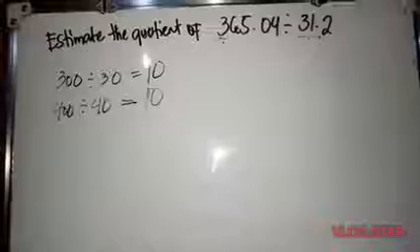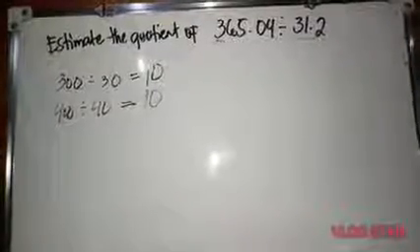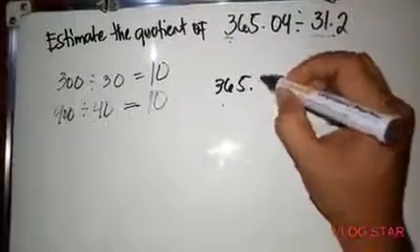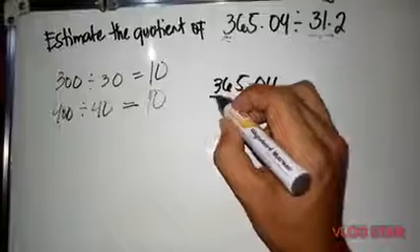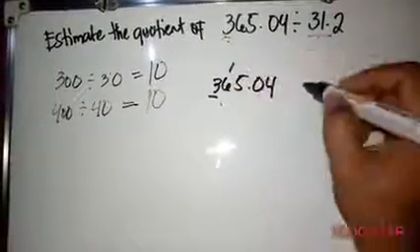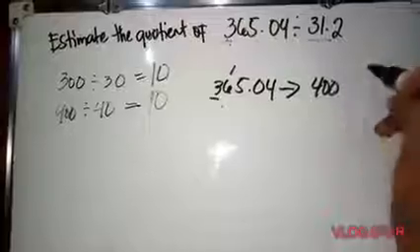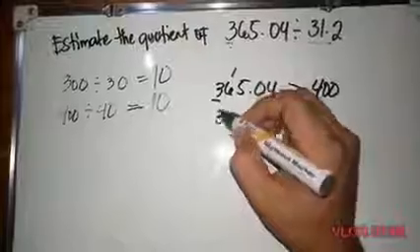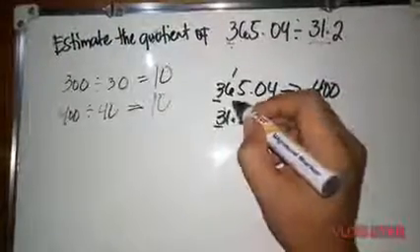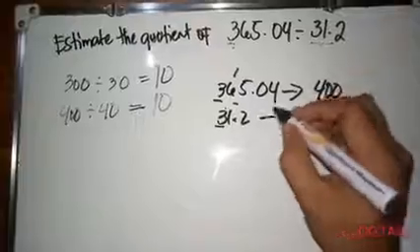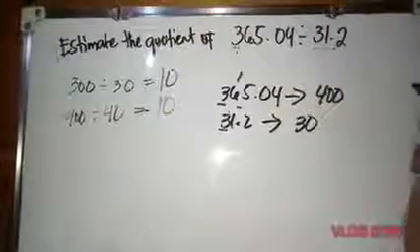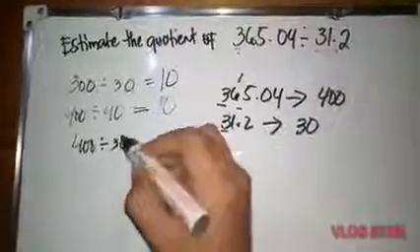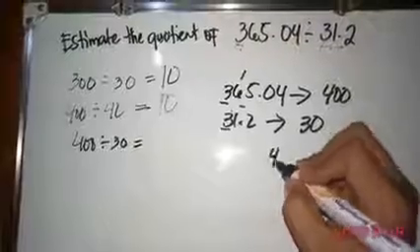Next, let's use the round up and round down. If we round up 365.04 to the nearest hundreds and the next digit is 6, the answer would be 400. And if we round 31.2 to the nearest tens and the next digit is 1, the answer would be 30. So 400 divided by 30 is equal to, let's solve.